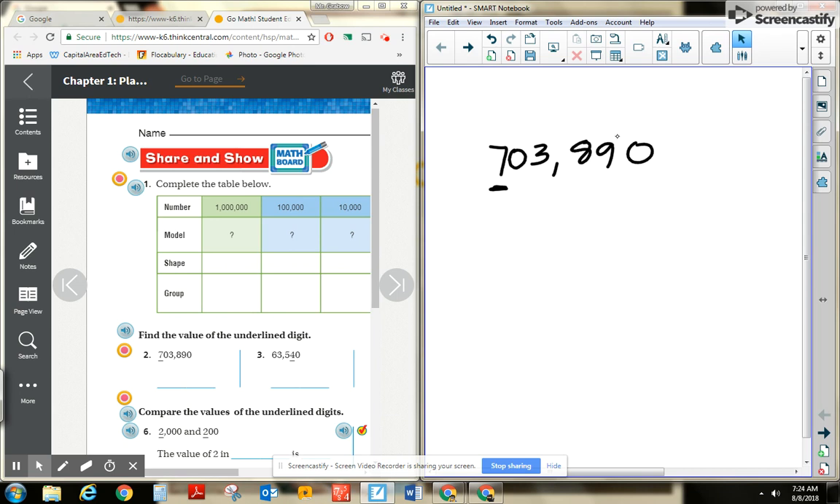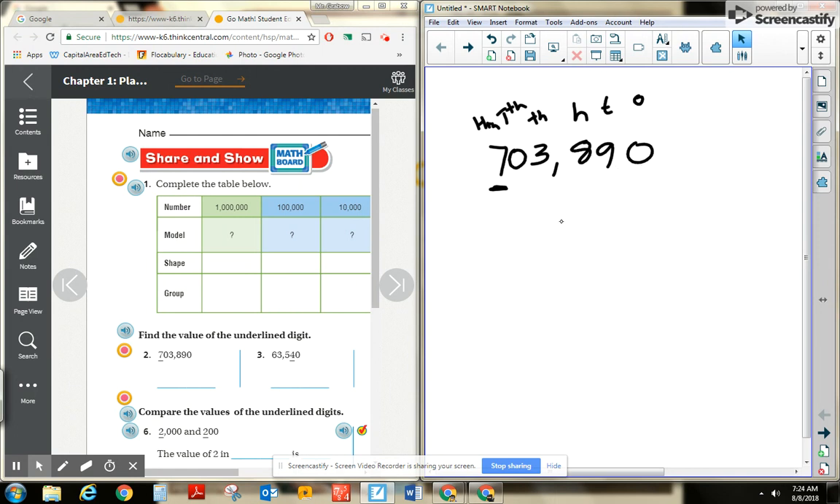This really helps me organize my place value. So when you turn your paper sideways above the numbers, I just write abbreviations for each place value. So ones, tens, hundreds, thousands, 10,000, 100,000. So you can see that they're all lined up here.